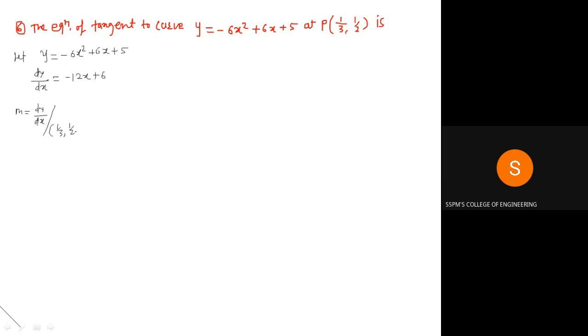1 by 3, 1 by 2. That means we have to substitute 1 by 3 in place of x and 1 by 2 in place of y. So if there are terms of x and y, but only a term of x, you can substitute there, x is 1 by 3.